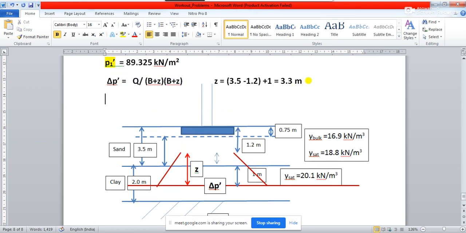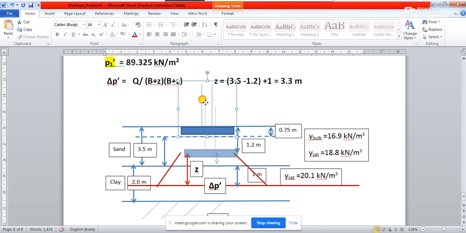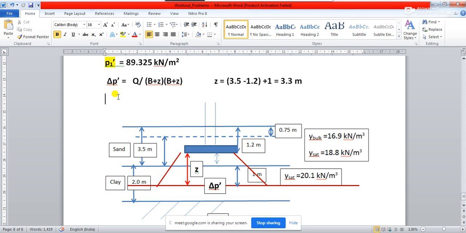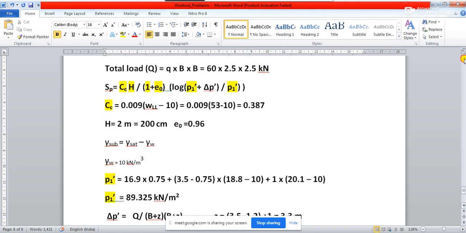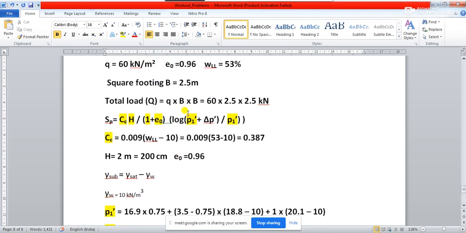So let's write delta P over here. Tell me what will be the value of delta P. So delta P dash, let's write over here. Delta P dash will be how much? What is the value of Q? Q याद है Q क्या लिखा था? What is Q? Q is nothing but the intensity of load multiplied by B multiplied by B. So it is 60 into 2.5 into 2.5.